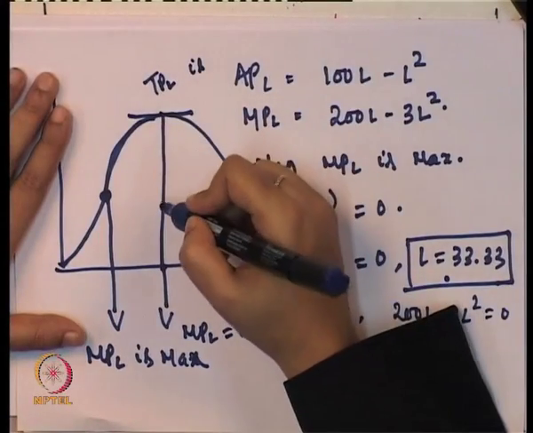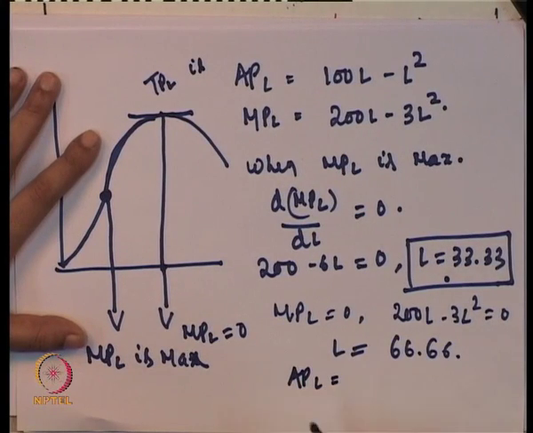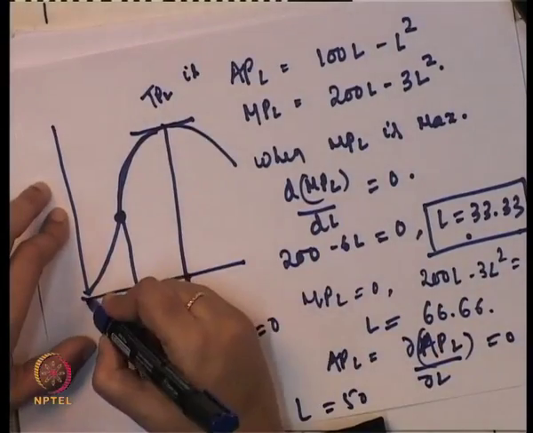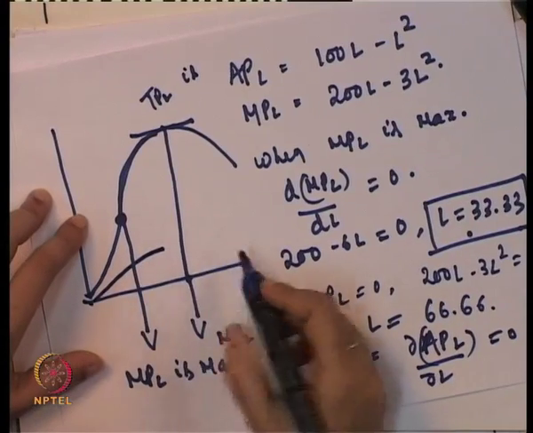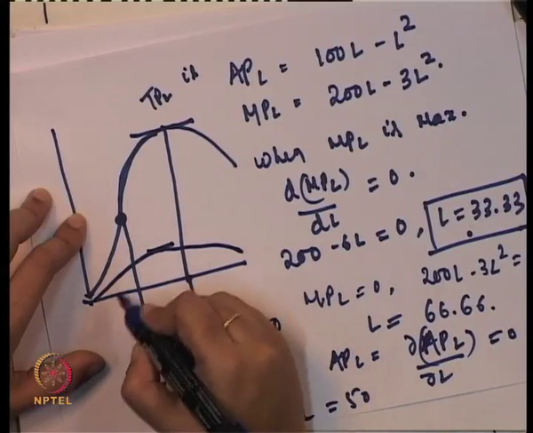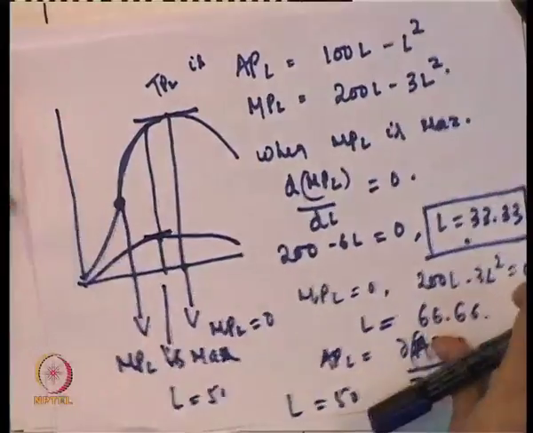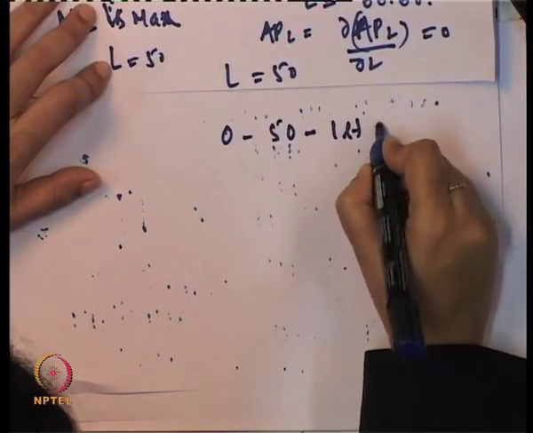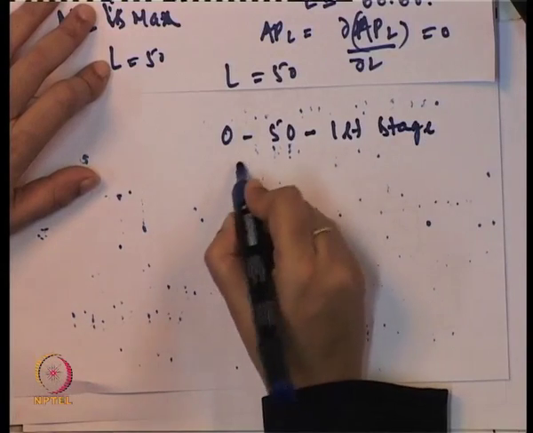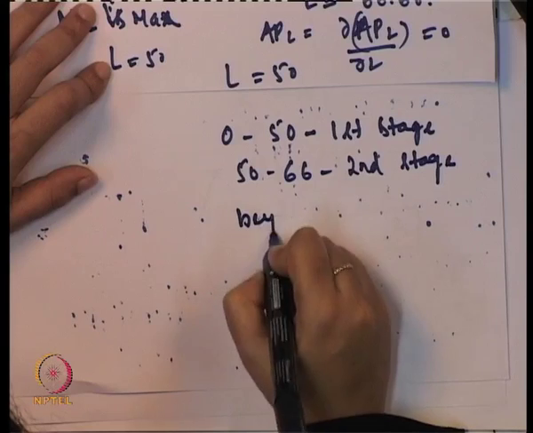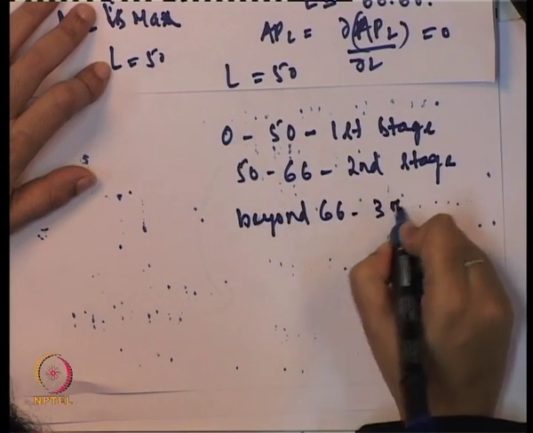Then, average product of labor is highest when dAPL with respect to dL is 0, that comes to L is equal to 50. So, the average product of labor is maximum when it is intersecting the marginal product of labor. So, corresponding to this, L is equal to 50. So, now we can say that from 0 to 50 is the first stage of production, from 50 to 66 units of labor is the second stage of production, and beyond 66 units of labor, we have the third stage of production.